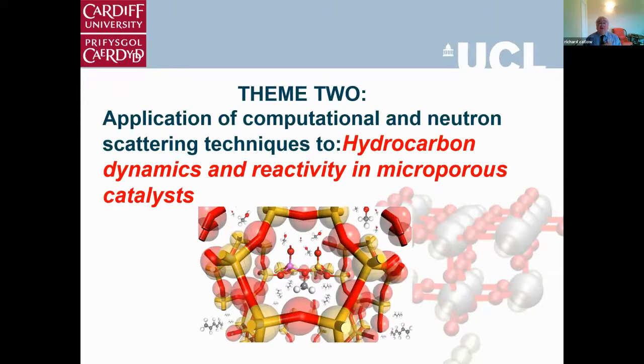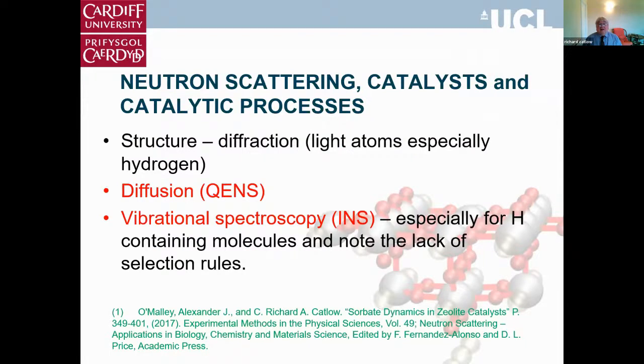Okay, let me now move on quickly to the second theme, and that's the application of computational and particularly neutron scattering techniques to hydrocarbon dynamics and reactivity in microporous catalysts. And we've undertaken a lot of work in this area in recent years. I'm just going to illustrate one example.